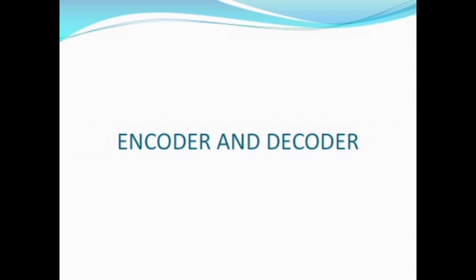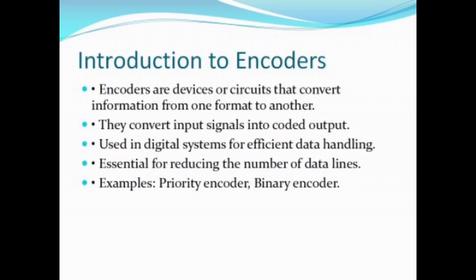Encoders and decoders are the most important combinational logic circuits used in digital electronics. We can say they are the backbone of digital electronics in combinational circuits. An encoder converts input information in one format into a coded output, whereas a decoder performs the opposite function of an encoder, that is, it converts coded data back to its original form.